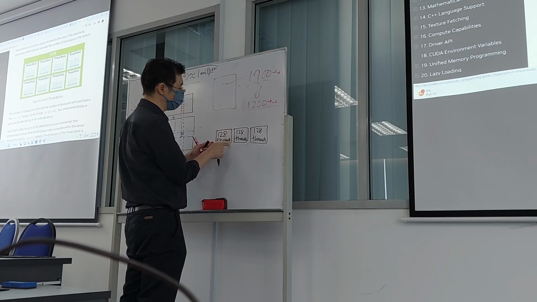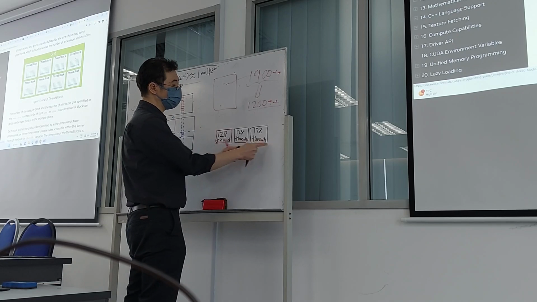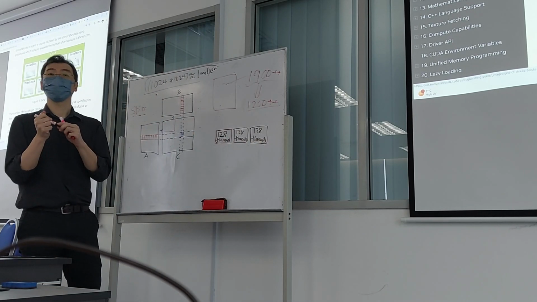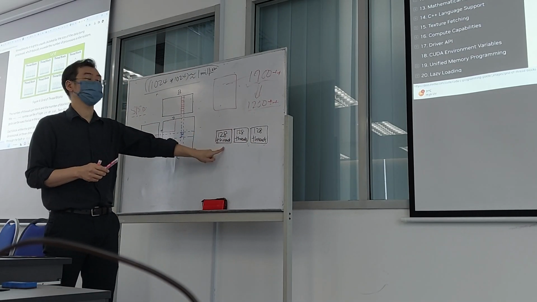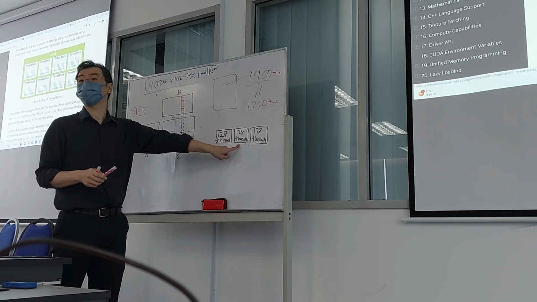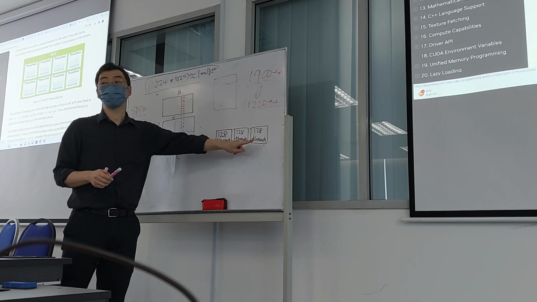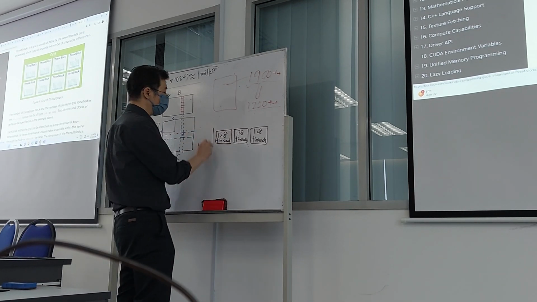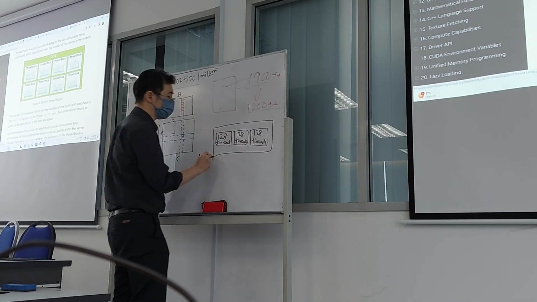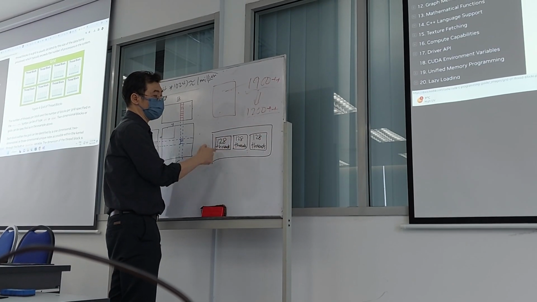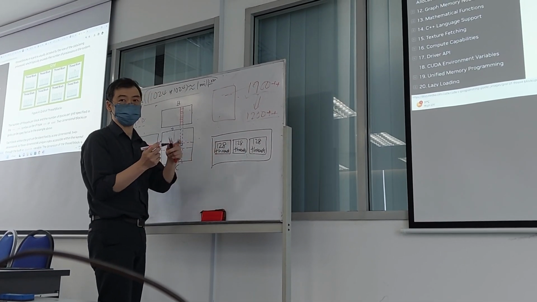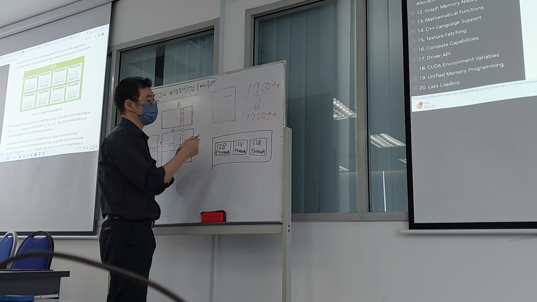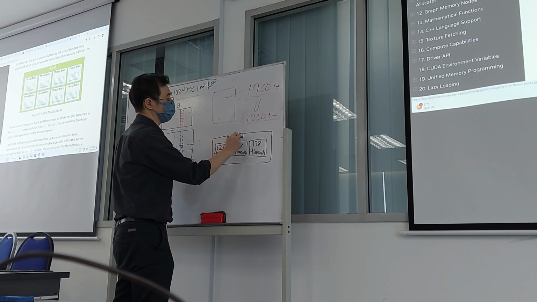But the size, once fixed, the rest of the block will follow. That means if I put this 1 to 8, I cannot choose this block to be 2, 5, 6. It will be the same number of threads inside the block. Alright? And then how many blocks are in the grid? Okay, is inside the grid.